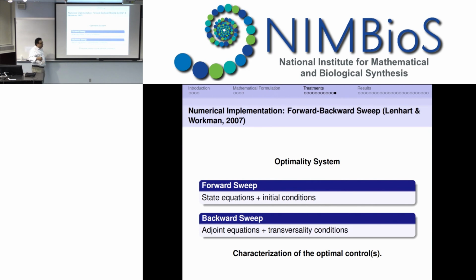So we obtain an optimality system. We solve this numerically using what's called the forward backward sweep. I got that backwards at first. So the state equations plus the initial conditions are solved using some ODE solver forward in time, hence the name forward sweep. In the backward sweep, we take the solution obtained from here, and then we solve this backwards in time.